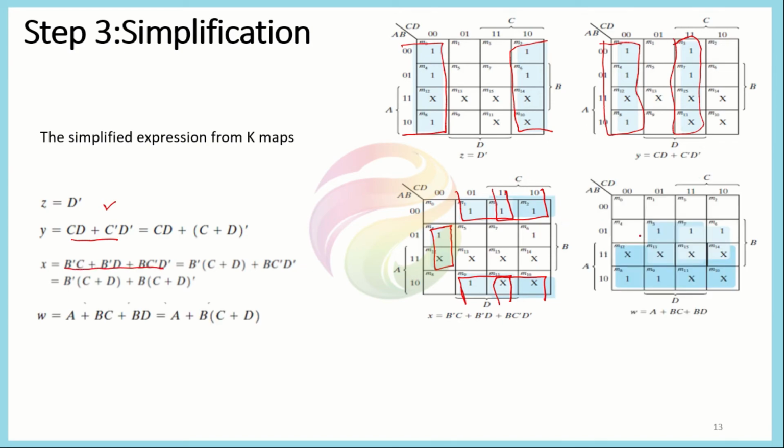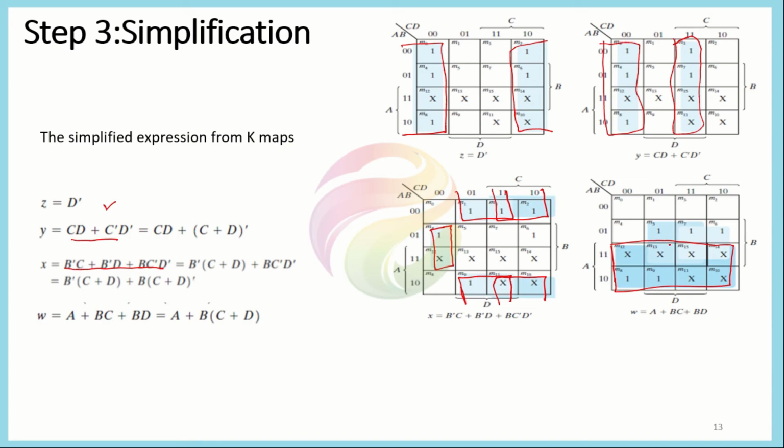For the last one, for W, we again follow a similar strategy. First we place a one in all the places where the truth table has the value 1, and then we utilize the don't care conditions to minimize the expression. Here we can see we have eight adjacent ones, so first we minimize this expression.